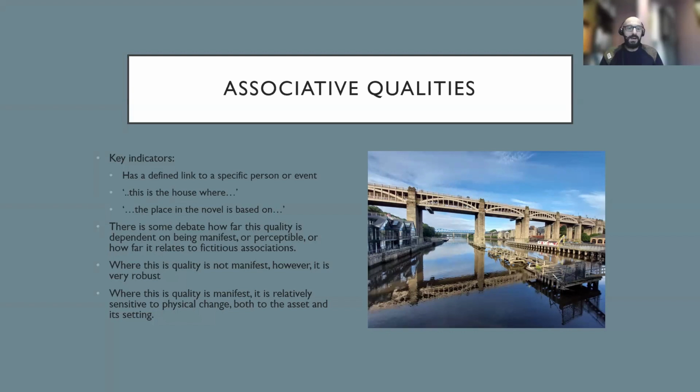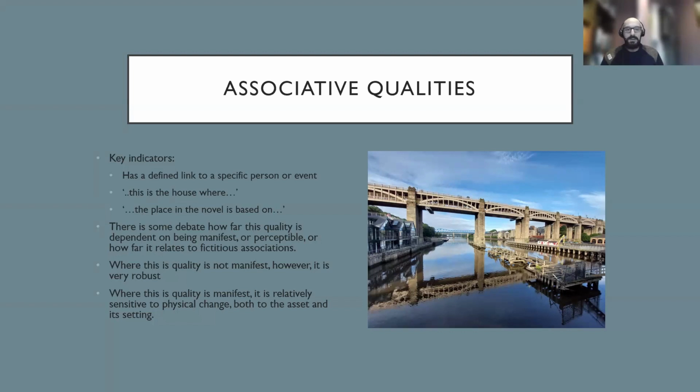Or if you say this is the house where something happened, or in some cases the novel was based on. I think we've all seen the Jane Austen Pemberley, and I've completely forgotten the name of the house that it actually is based on. But those links through literature, where people experience the past almost vicariously through something that's been written.